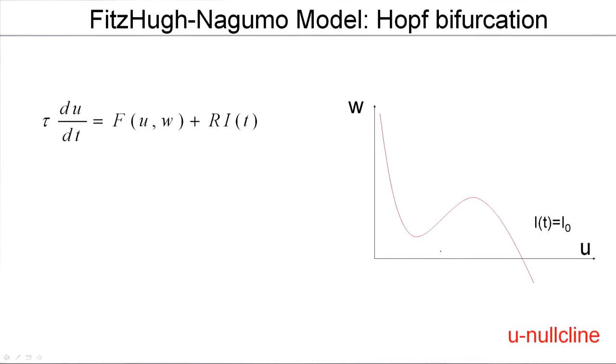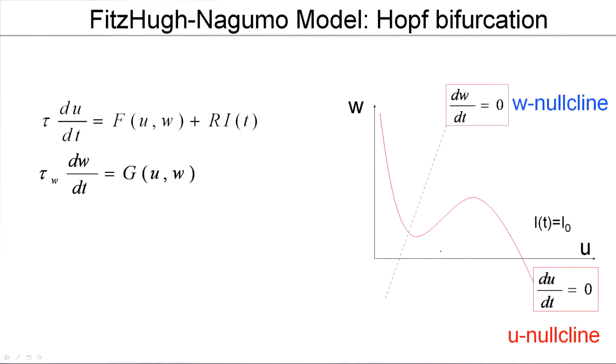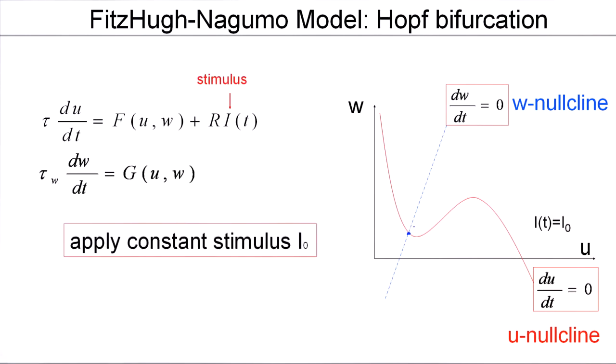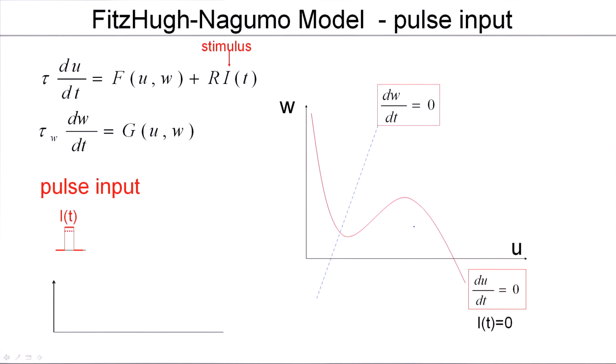So let's go back to our FitzHugh-Nagumo model. The FitzHugh-Nagumo model has a W-null line, which is a straight line, and we have a stable fixed point down here. Now, the FitzHugh-Nagumo model, upon application of a constant current, will show a Hopf bifurcation. The fixed point moves, and at some point it becomes unstable. But let's go back to the situation where the fixed point is stable.